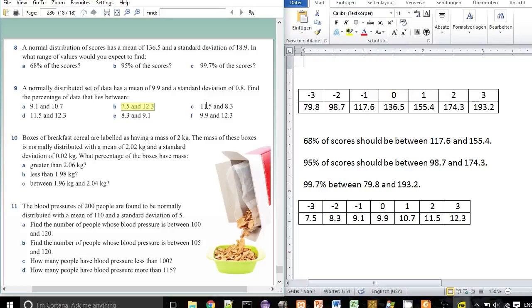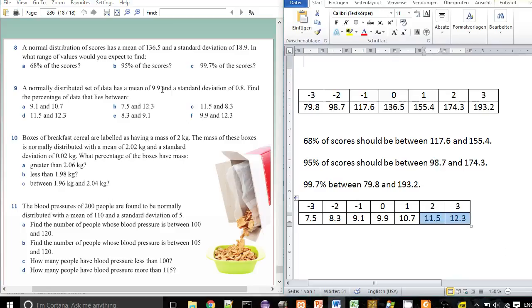Okay, this one, 11.5 and 8.3. I don't know why they're doing it the other order. That's -2 to 2. That's 95%. Okay, 11.5 and 12.3. This is much trickier.